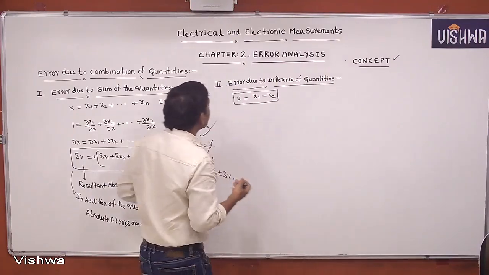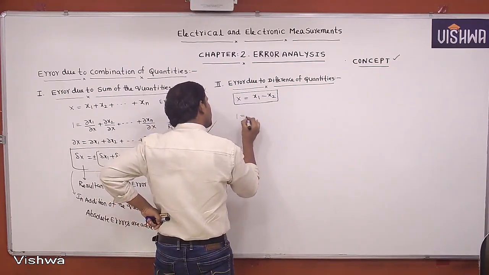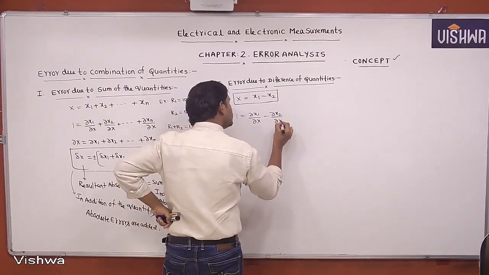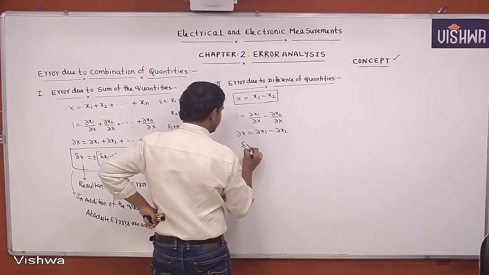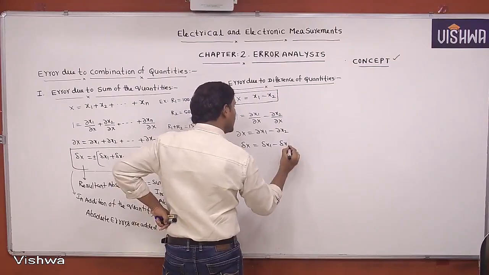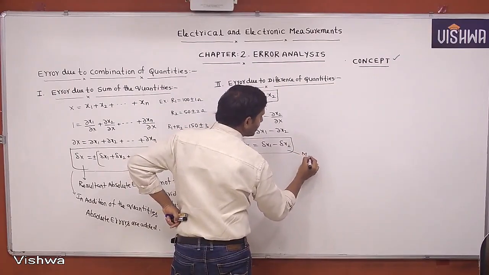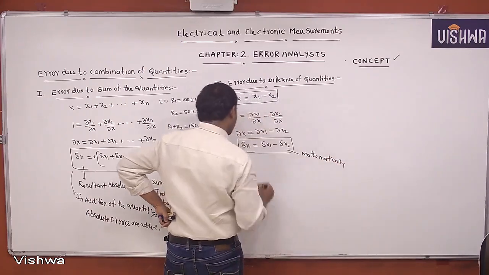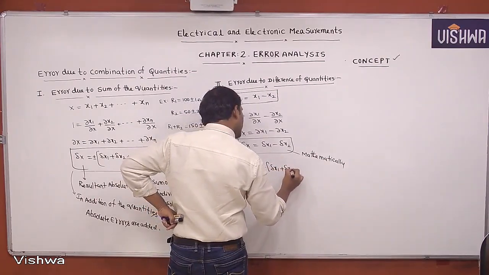Okay. Now, take partial differentiation both sides with respect to x. Instead of dou, you take delta. Yes. Delta x1 minus delta x2. Yes. Mathematically it is correct. Then delta x equal to plus or minus delta x1 plus delta x2.